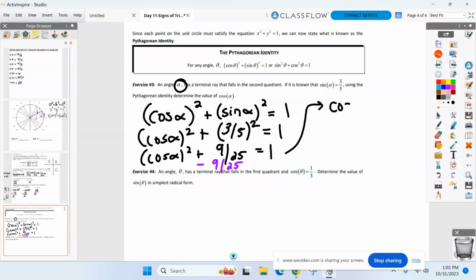So cosine alpha squared equals, what's that bad boy? 16/25? Yeah. Not alone yet. Yeah, nice. Square root that puppy. So now I have it all by itself, the cosine alpha. Hopefully your calculator's doing all the work for you, right? What do we got?